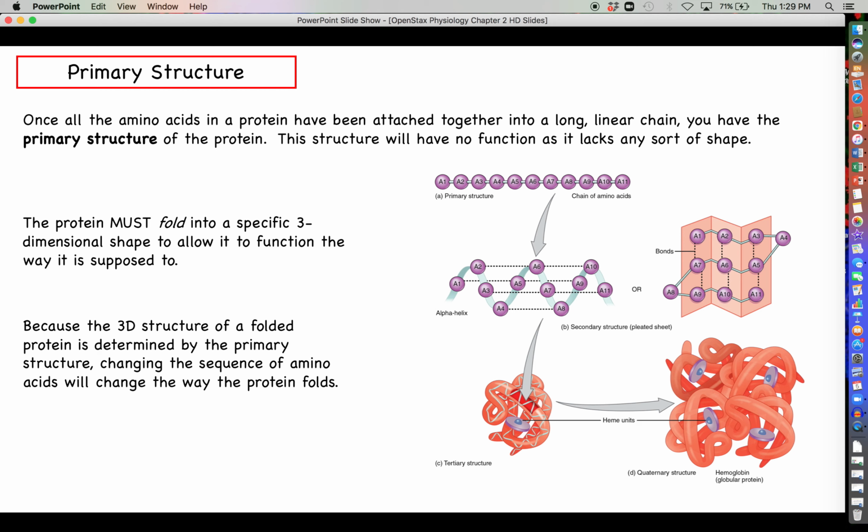But it cuts two different ways, right? So the downside to that is that if the primary structure is all the information you need in order to fold the protein correctly, if we start swapping out amino acids and changing the primary structure, we're going to change the way the protein folds. So if we change the way the protein folds, it's possible it's not going to work correctly anymore. And we'll have something to say about that a little bit later. It's actually something that happens in genetic diseases.